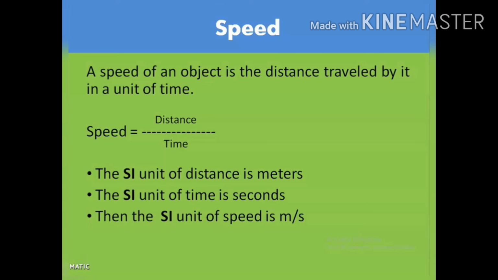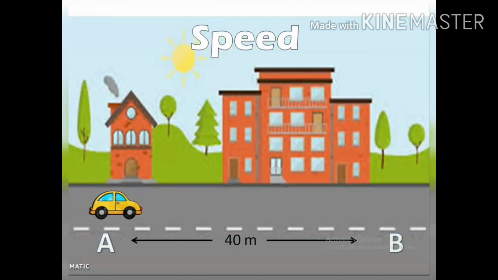Speed is equal to distance by time. The SI unit of distance is meter. The SI unit of time is second. So, the SI unit of speed is meter per second. We can understand this through an example. A car is going from a point A to B. The distance between these 2 points is 40 meters. The car takes 10 seconds to go from point A to B.